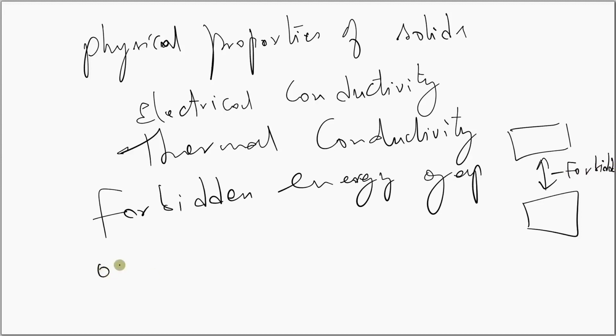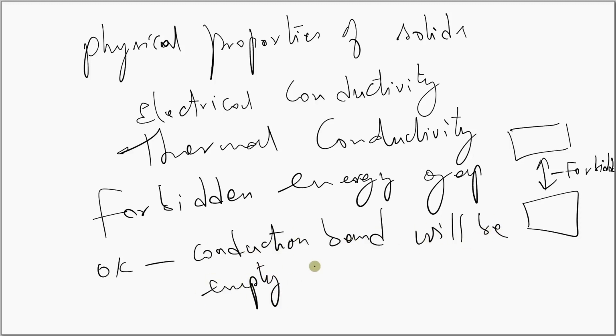And at 0 Kelvin, the conduction band will be empty, and all the electrons will be confined to the valence band. There are no free electrons. And when the temperature is above 0 Kelvin, slowly the electrons will be excited to the higher energy levels of the valence band. They will be released into the solid.